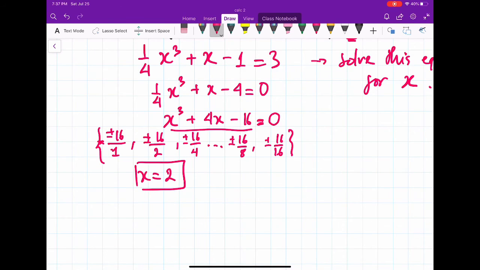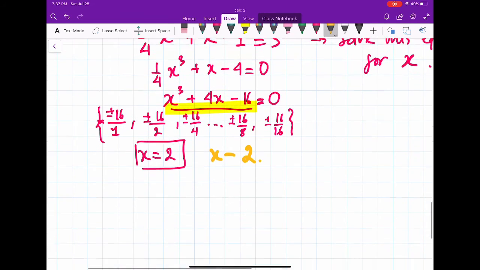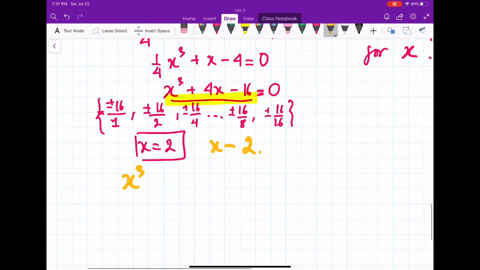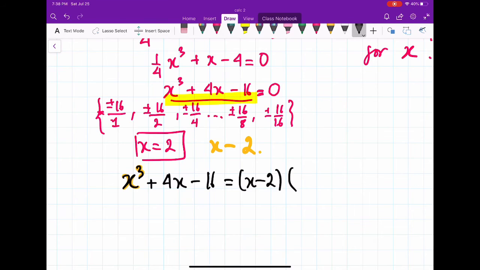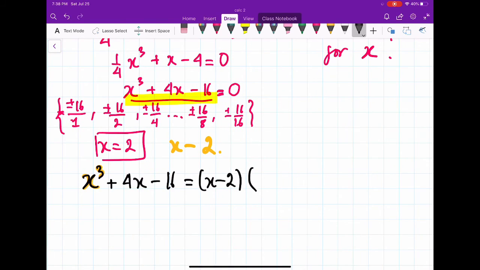So I will factor this polynomial by x minus 2. I have the following: x cubed plus 4x minus 16 equal to x minus 2 times something. You can do long division, but I can do that right away.